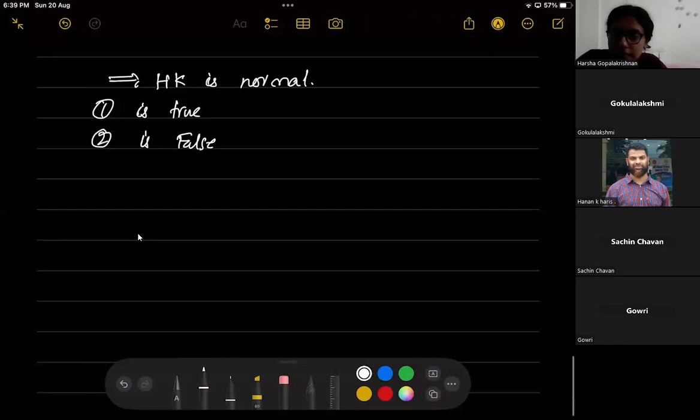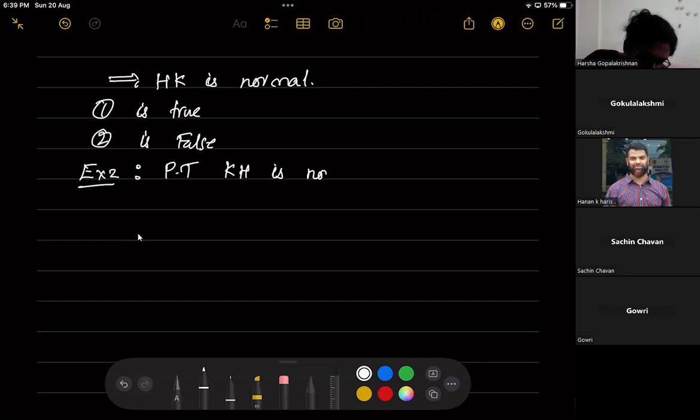Other than that, just like the proof we have done for HK, you can just reverse the roles of K and H and do the proof similarly. Okay. So I just want you to prove it as an exercise. First prove that it is a subgroup and then prove that it is a normal subgroup. Okay.